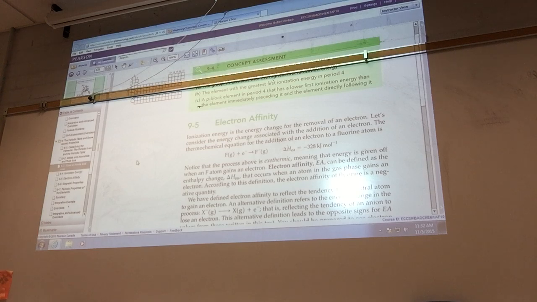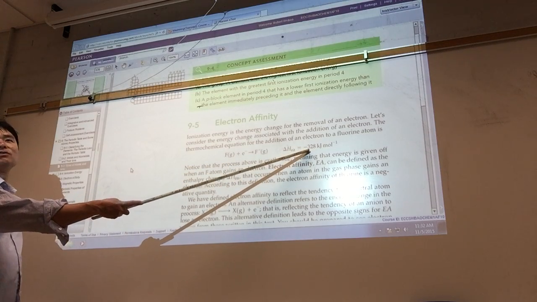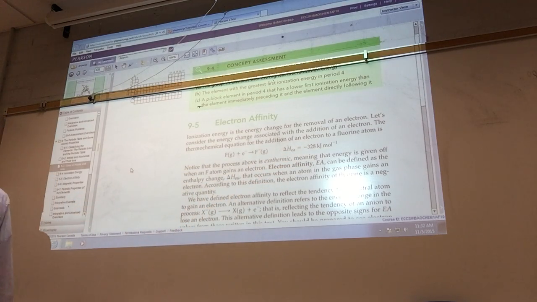Obviously fluorine wants an electron, right? What's the strongest oxidizer? Fluorine's the strongest oxidizer. And so when fluorine gains an electron, it releases 328 kilojoules per mole in the gaseous state.